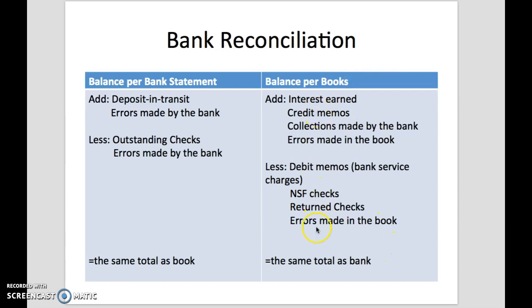And then after the adjustments, you'll get a balance. Now, in the next video, I'll explain to you how this works, how the adjustments in the bank statement should work.